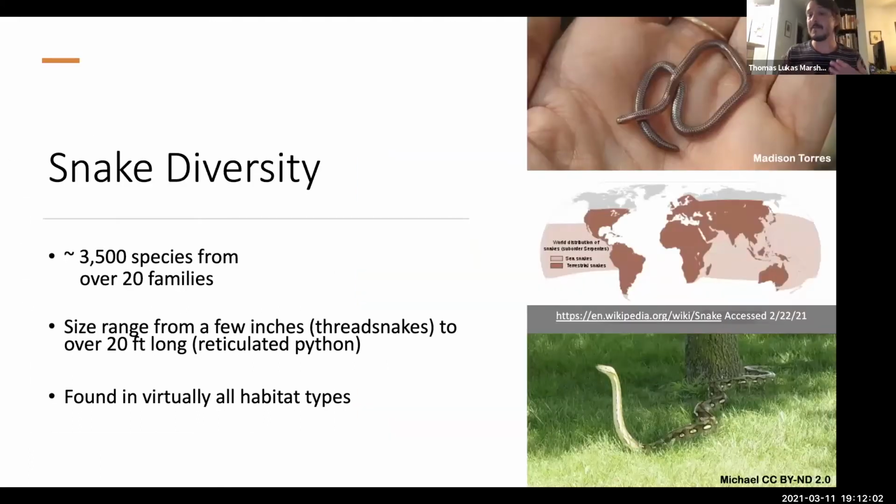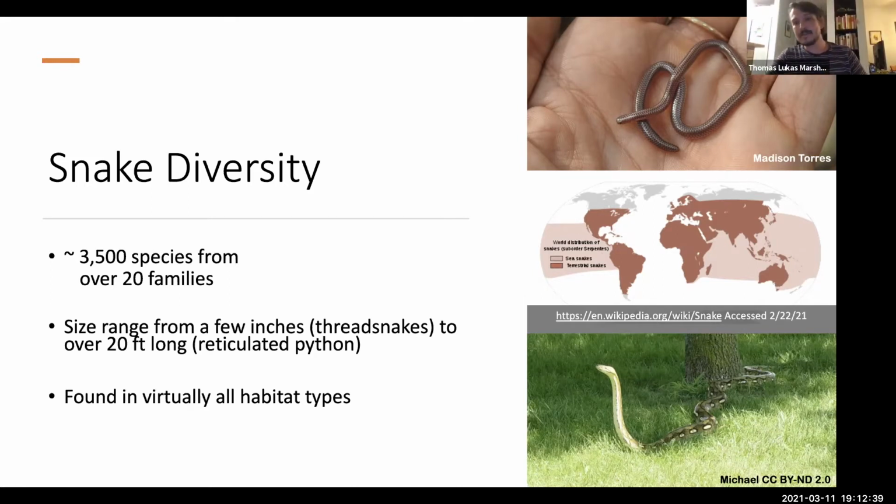And snakes are a surprisingly diverse group. Even though they are believed to have originally evolved for an underground lifestyle, they've since taken over all kinds of habitats above ground and even in the ocean. There are lots of sea snakes. They comprise about 3,500 species from over 20 families. They range in size from this tiny thread snake or blind snake that you can hold in the palm of your hand to this reticulated python, which can grow over 20 feet long.